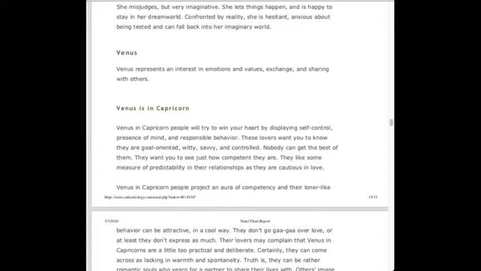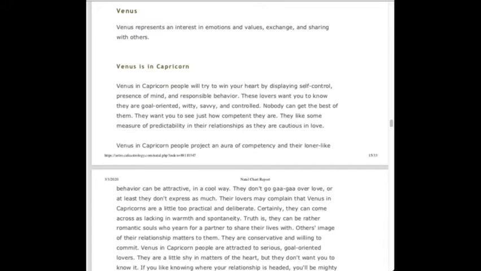Venus in Capricorn people project an aura of competency, and their loner-like behavior can be attractive in a cool way. They don't go gaga in love, or at least they don't express it as much. Their lovers may complain that Venus in Capricorn is a little too practical and deliberate. Certainly, they can come across as lacking warmth and spontaneity. Truth is, they can be rather romantic souls who yearn for a partner to share their lives with.